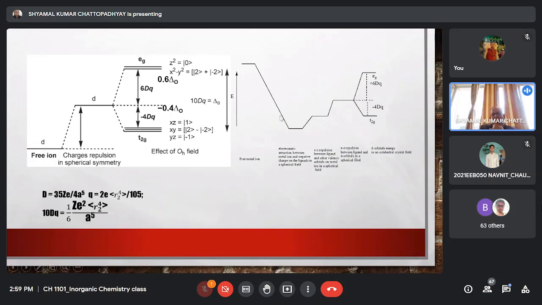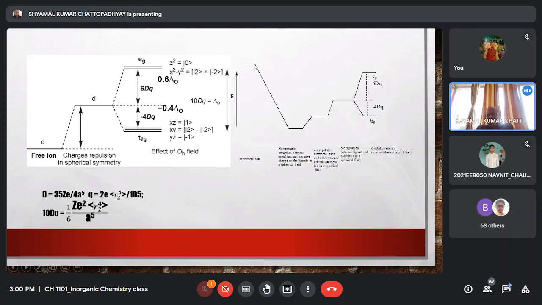Now, I have tried to draw the full energy diagram here. Unfortunately, because of the size, these things may be small, so I will read it out. So here, consider this is the free metal ion. And suppose gradually to the free metal ion, we are bringing the ligands from infinite distance.